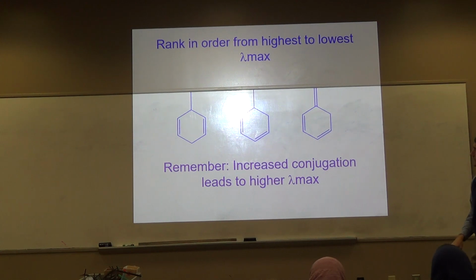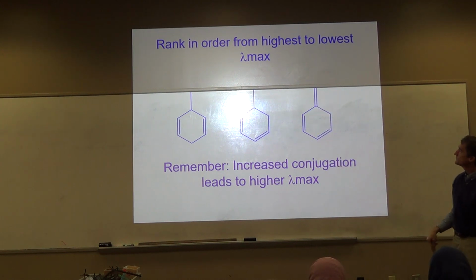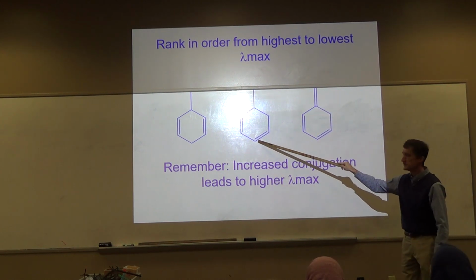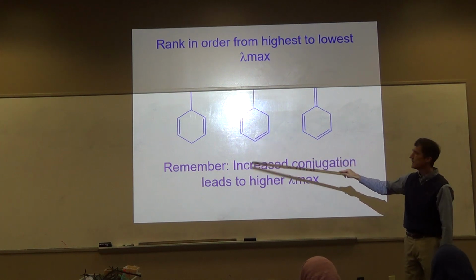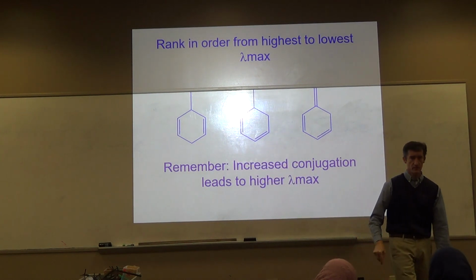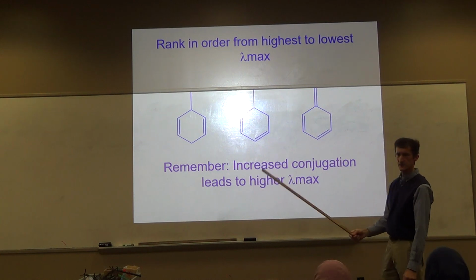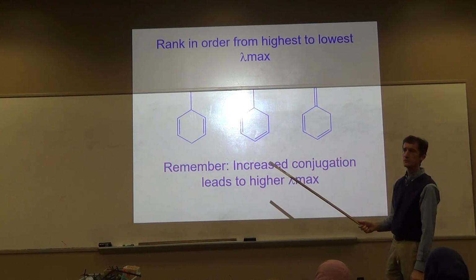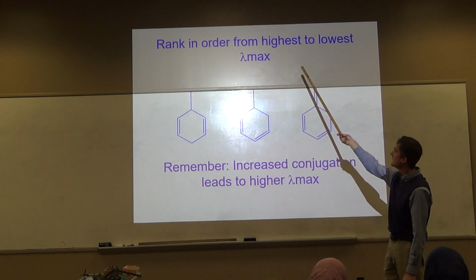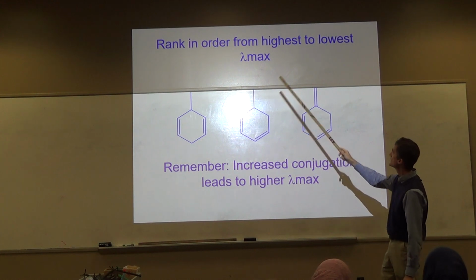Which would have the highest lambda max? This one? Three double bonds conjugated. Which will be next? The middle one, two double bonds conjugated. What will be the lowest? Two double bonds not conjugated. Conjugation does what to the lambda max? It moves it to longer wavelength, and here that means higher. So I do have to be careful about this.